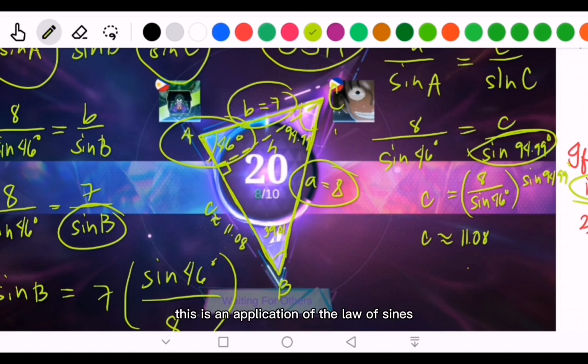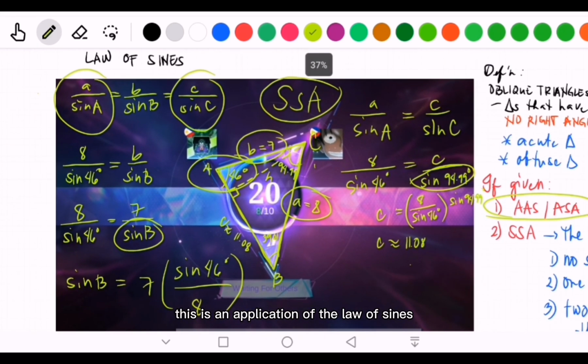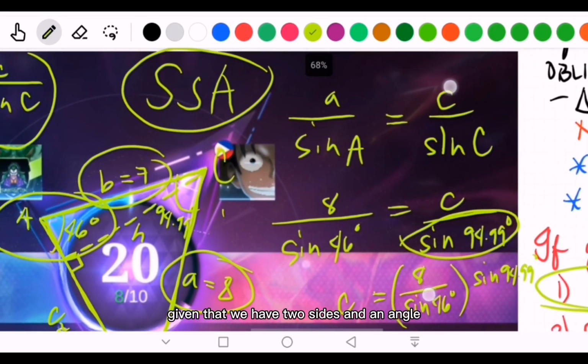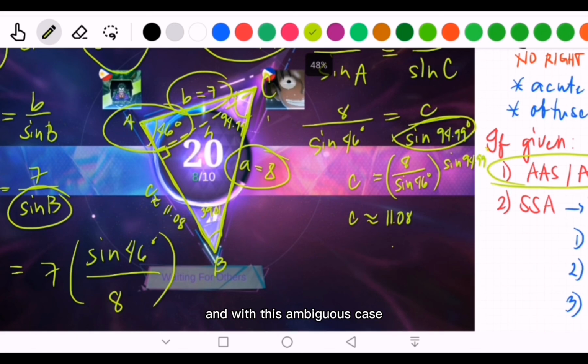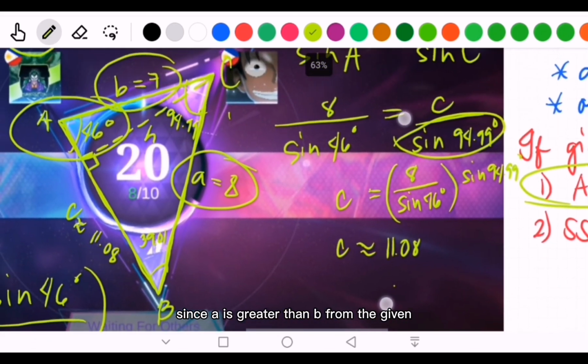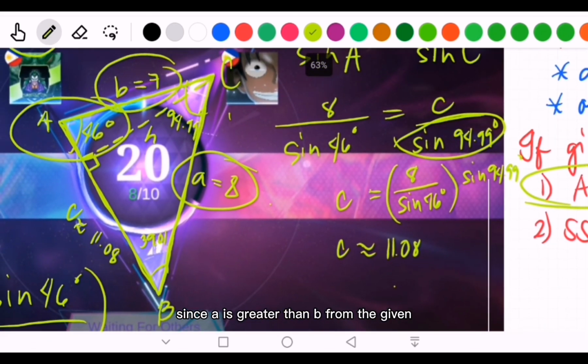This is an application of the law of sines given that we have two sides and an angle. And with this ambiguous case, since a is greater than b from the given, there is one solution for this.